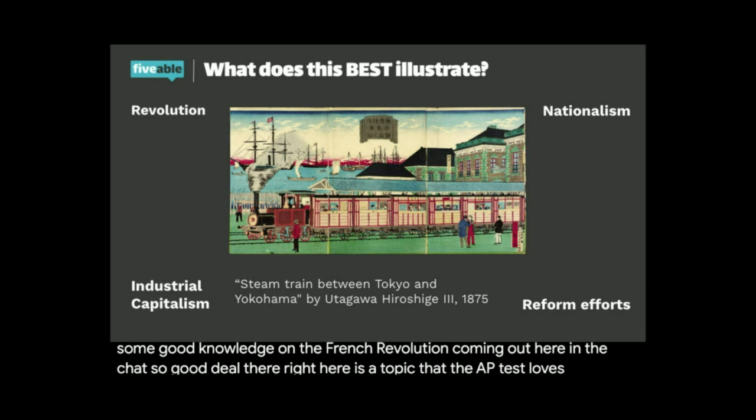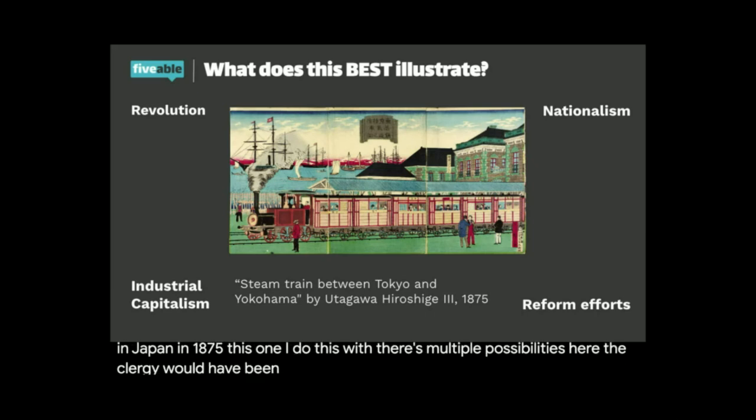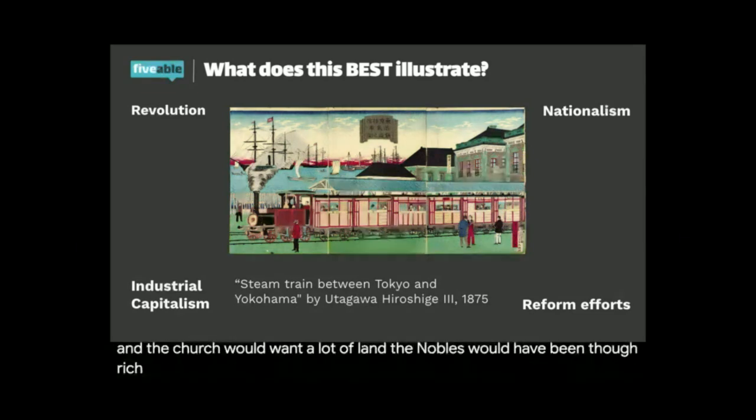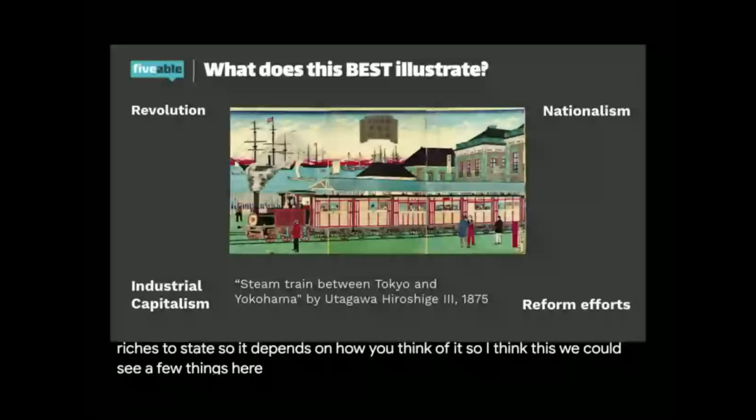So this is in Japan in 1875. There's multiple possibilities here. The clergy would have been the first estate, so the highest in privilege, and the church would have owned a lot of land. The nobles would have been the richest estate. So it depends on how you think of it. So I think we could see a few things. So maybe give an explanation for what you think, because I'm realizing what I intended is probably not the most obvious thing, and that's just fine.